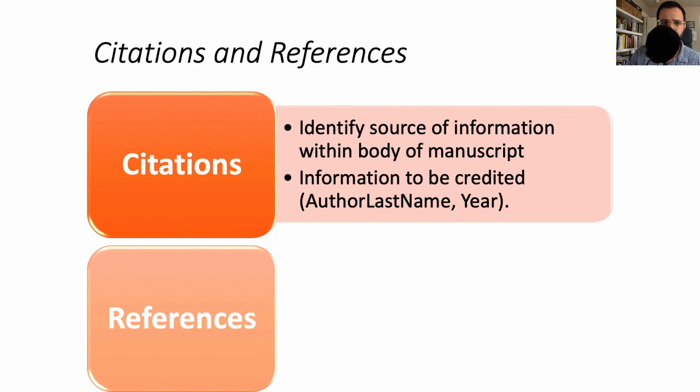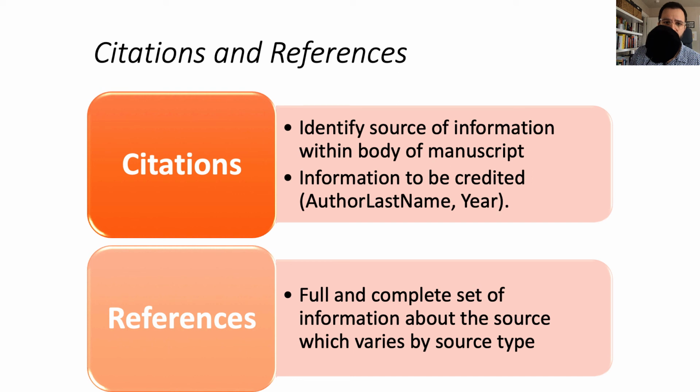So contrast those with references, which is the full and complete set of information about any source you have at the end of your paper, usually. The information that's there is going to vary a little bit by source type, which you can contrast with a citation in which you're always going to have the last name of the author and the year. The things that are required in a reference might change. For a journal article, it's going to be pretty much the same across all journals. For websites, it'll be different. For books, it'll be different. So you've got to keep a little bit of track of what those differences are.